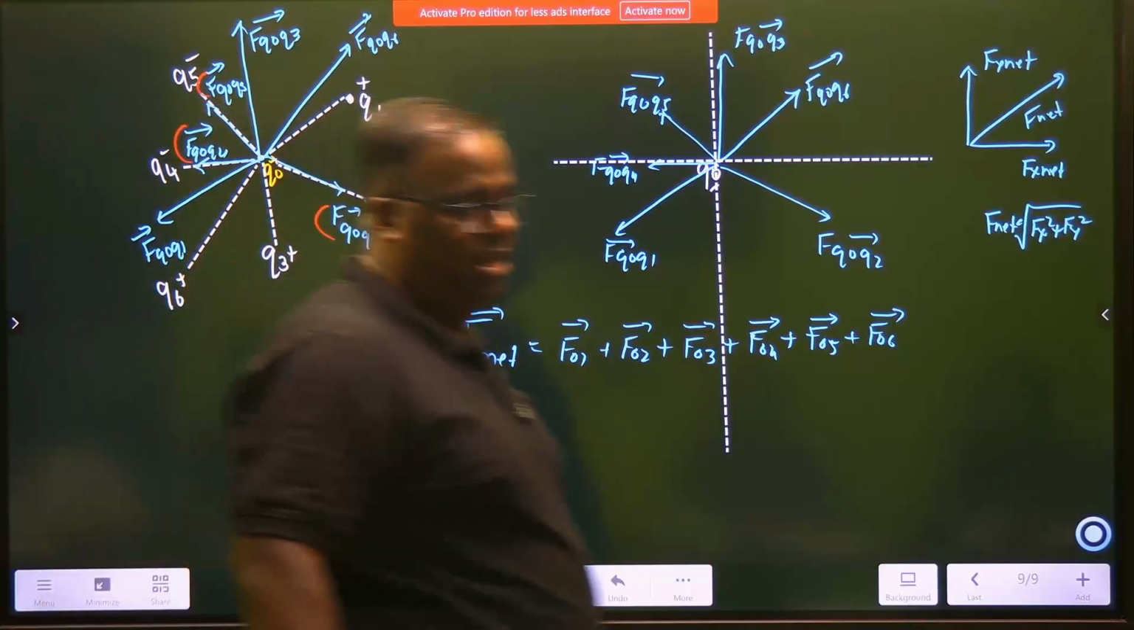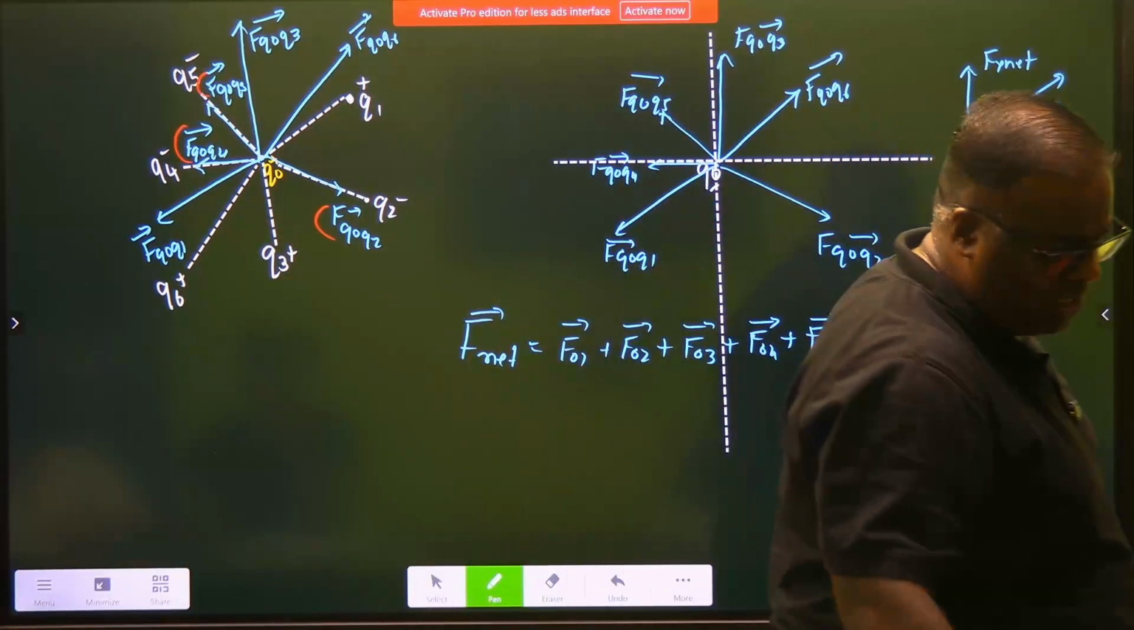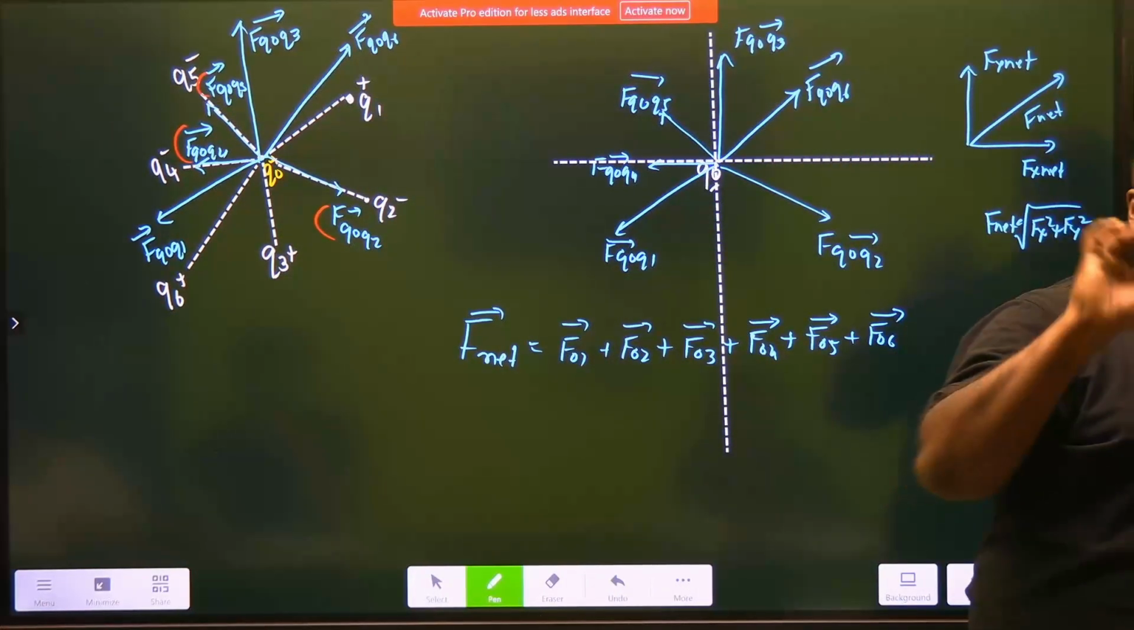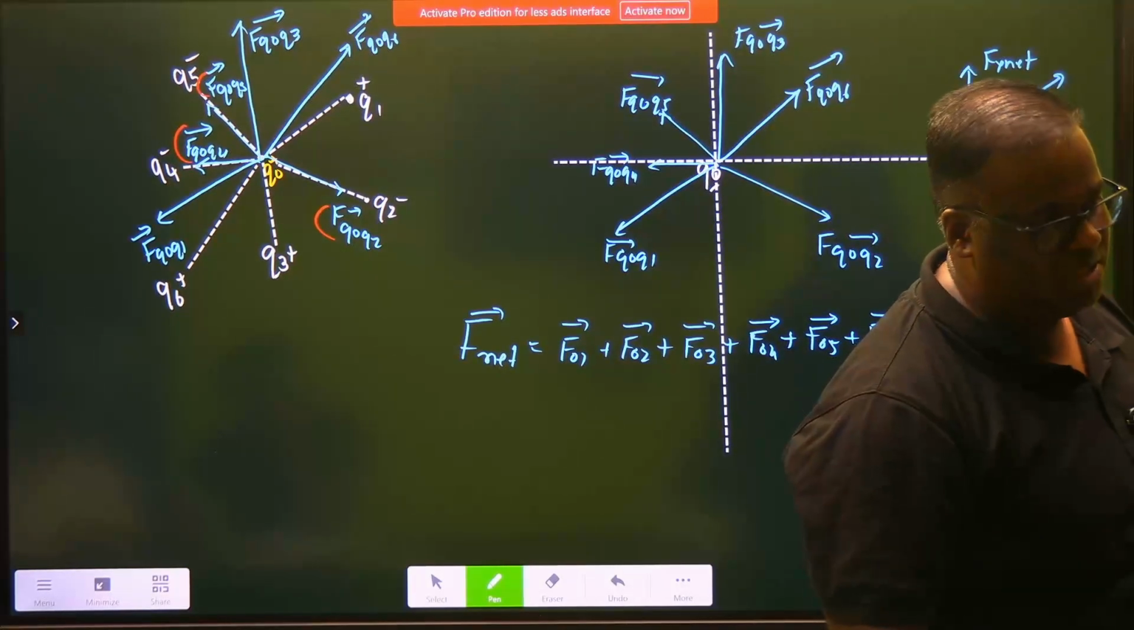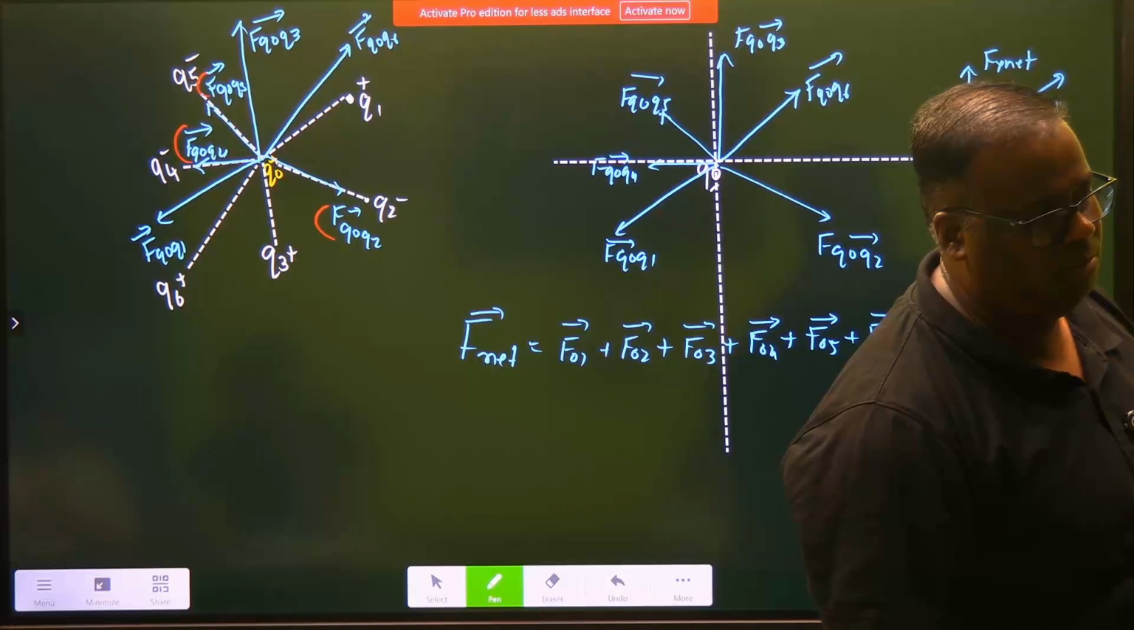Okay? So practice some, because you will get more problems. You'll not just get electrostatic force, you'll get field and force together. So from the next class onwards, we'll start field. So you'll get field problems also along with it.